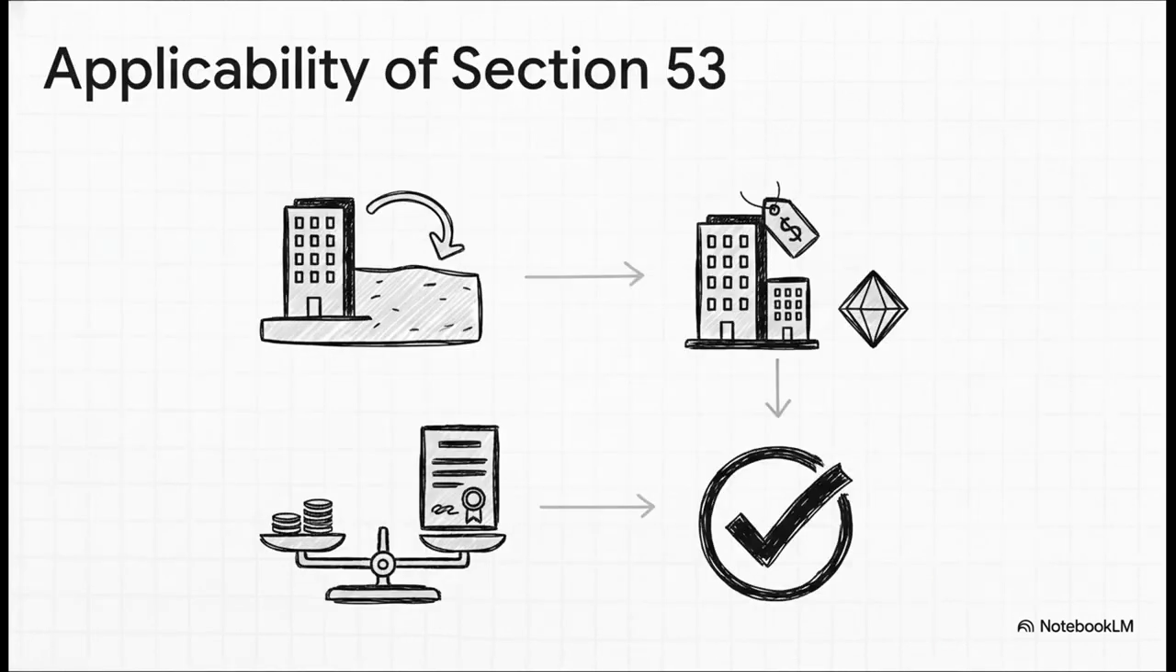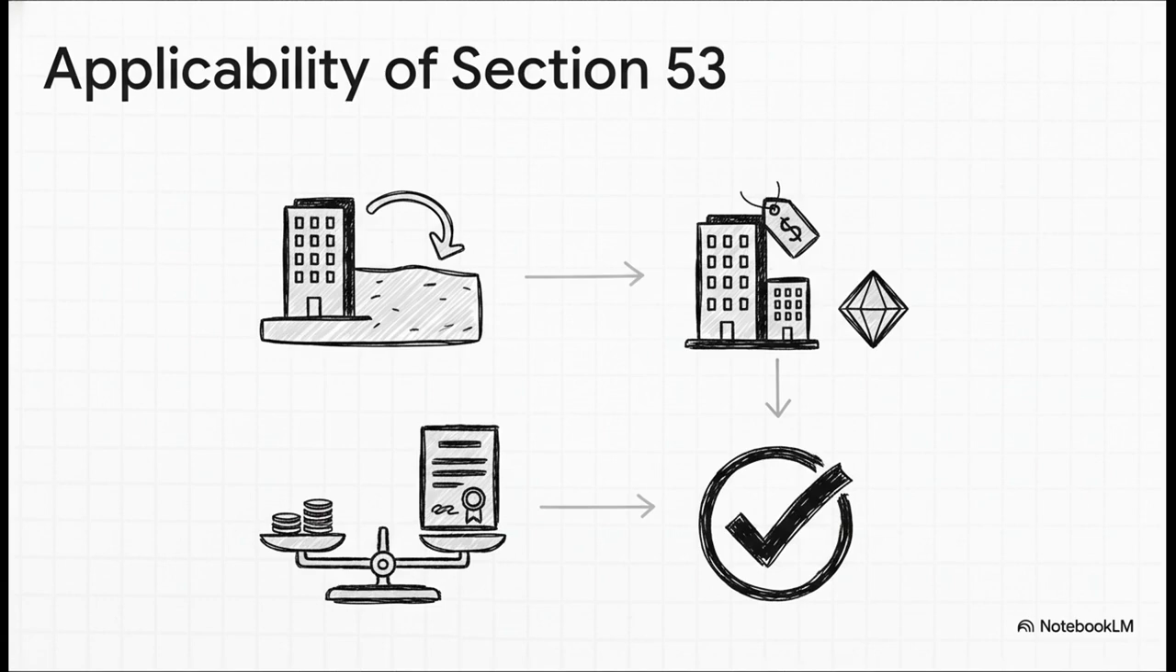Okay, so when do you actually have to worry about Section 53? Well, 4 things need to happen. 1, there has to be a transfer of land or a building. 2, and this is super important, that property has to be stock in trade for the person selling it. Think of a real estate developer. That building is their inventory. This is totally different from Section 50C, which is for capital assets. And the last piece of the puzzle, the rule only kicks in if the actual sale price is less than the stamp duty value.